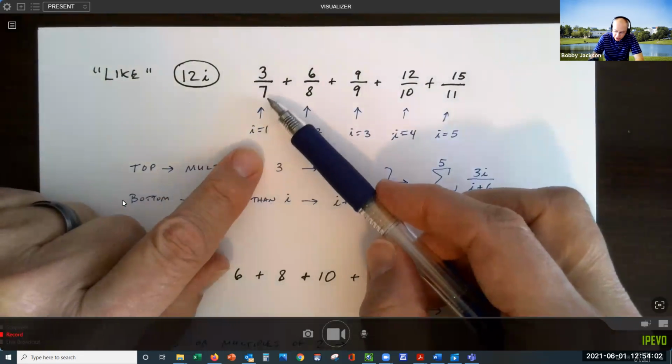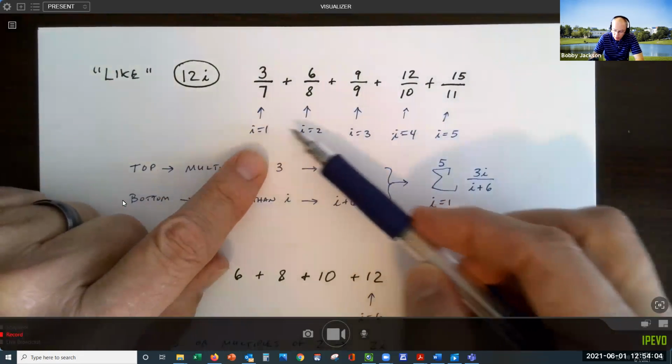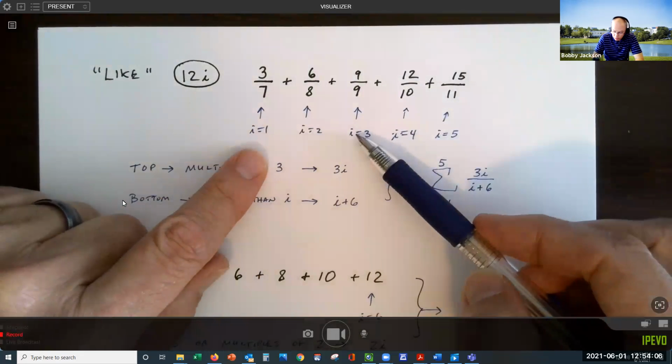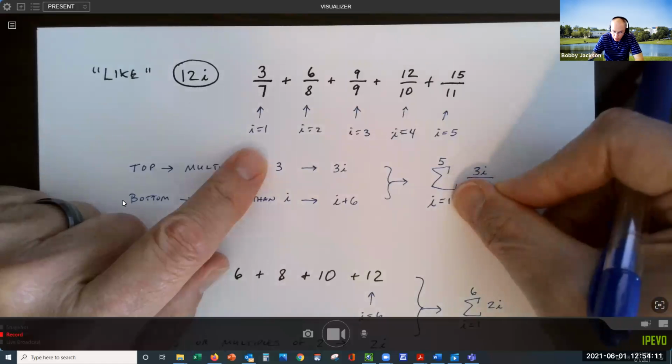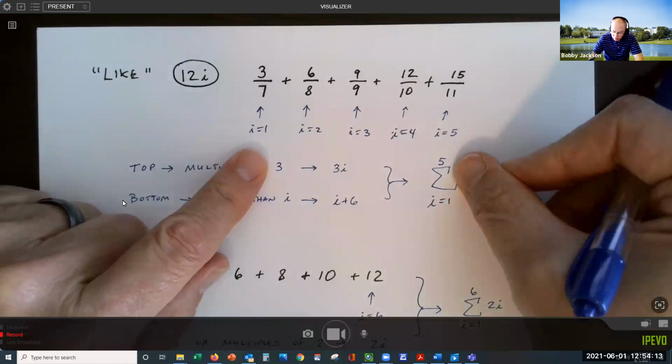So this first fraction is when i is 1. And then we go to i equal 2, i equal 3, i equal 4, i equal 5. So that tells me right away I'm going to start with i equal 1 and go up to 5. What's the expression though?